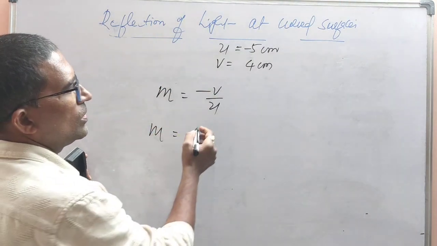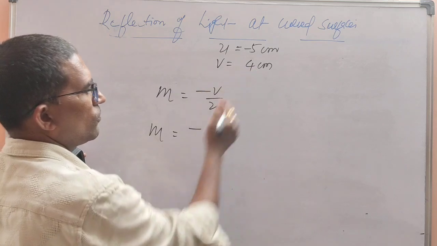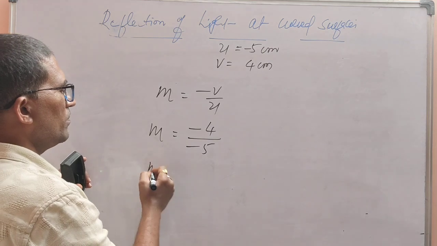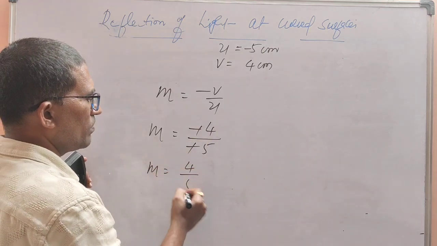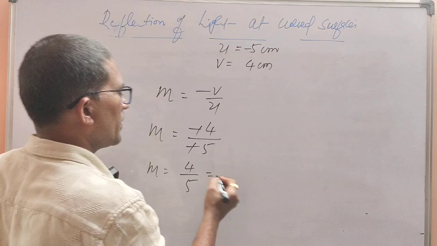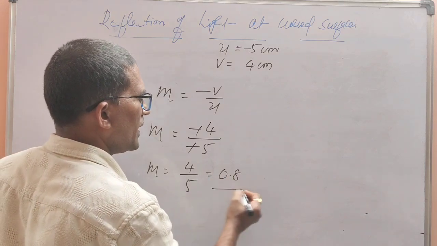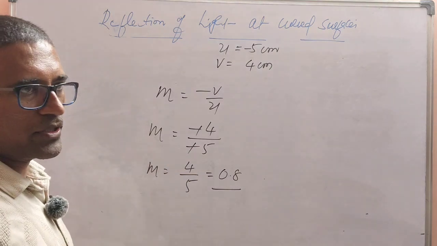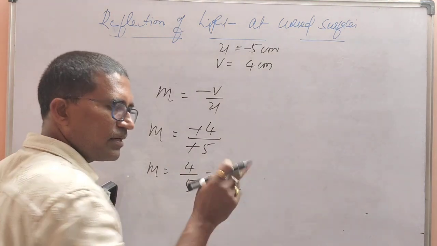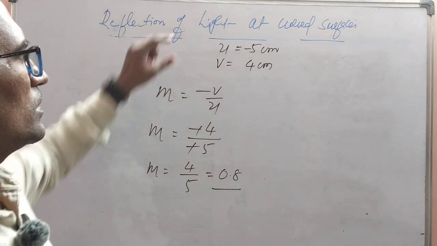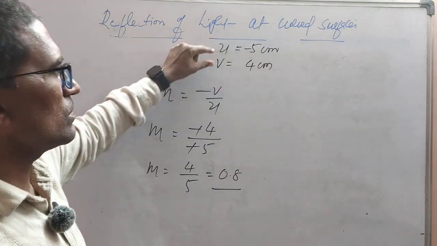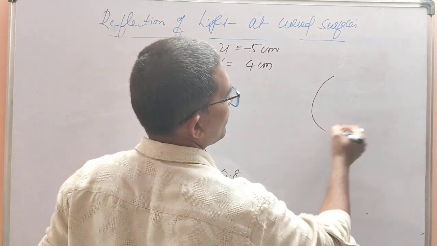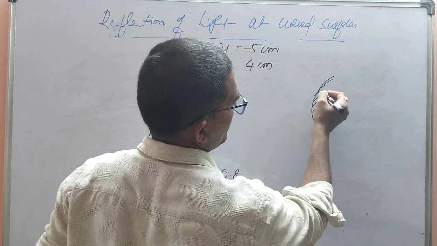Now m is equal to minus sign and 4 by minus 5. The minus signs cancel, so m is equal to 4 by 5, which is 0.8. Magnification has no units. That is, 0.8 is the magnification. Now we know the object distance, we got the image distance, and even the magnification. Now how will the ray diagram be and how is the orientation?